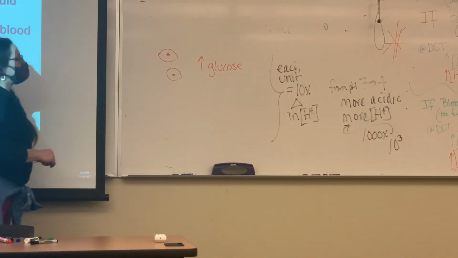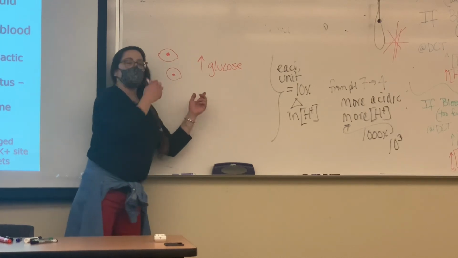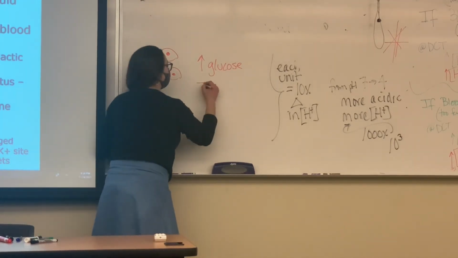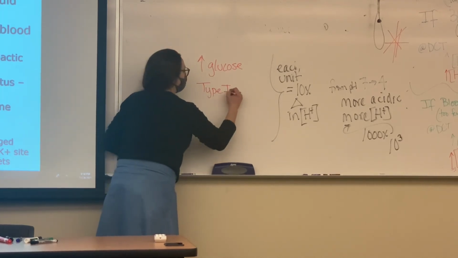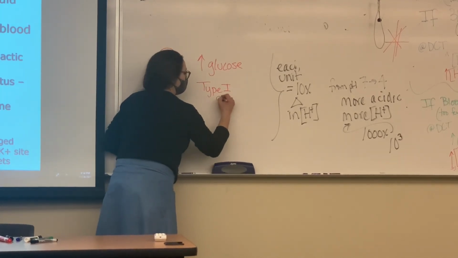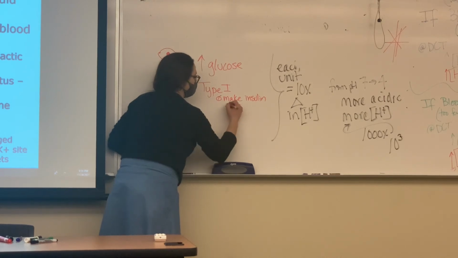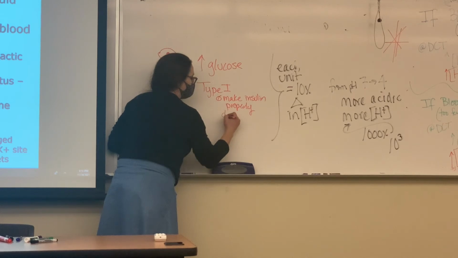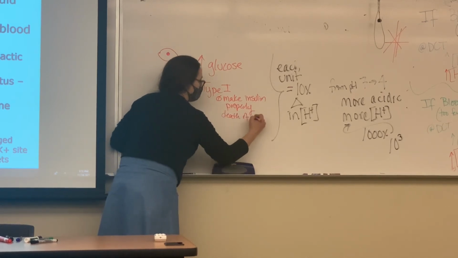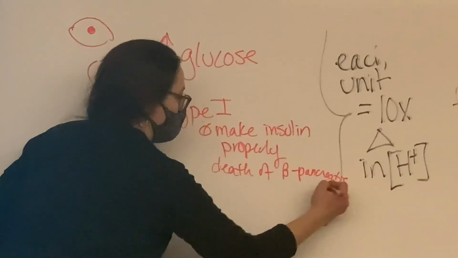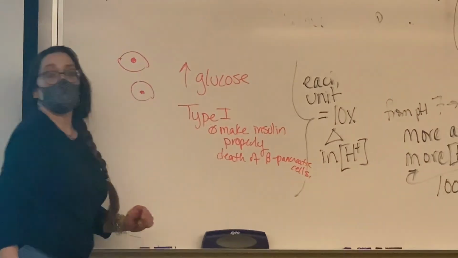Okay? So it could be that your beta pancreatic cells just aren't making the insulin. That would be type 1 diabetes. Type 1 is where you can't make insulin, we'll just say properly. And that's due to death of your beta pancreatic cells. They're not all dead, but they die off.